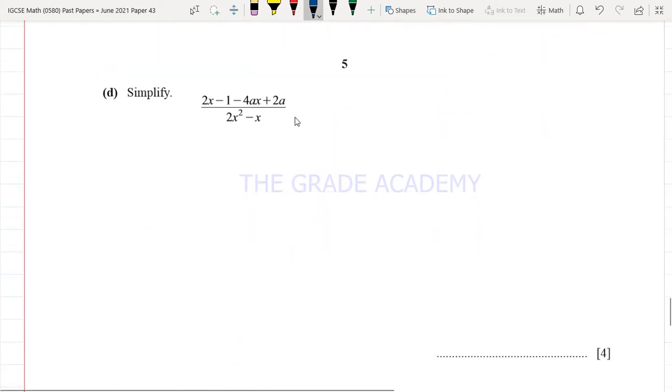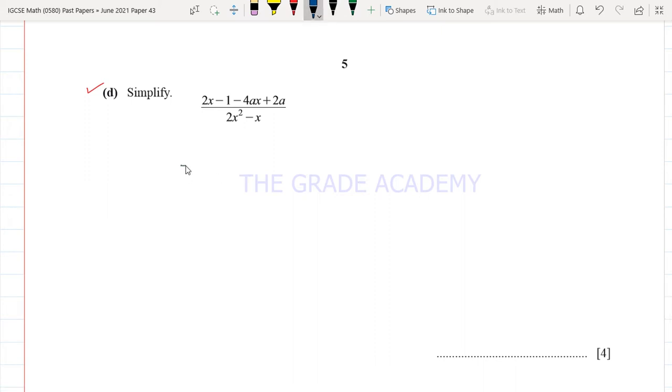So now part D of the question. Simplify this expression. To simplify this expression, we will factorize both the numerator and the denominator. So here we will collect the first two terms and the last two terms to factorize it.